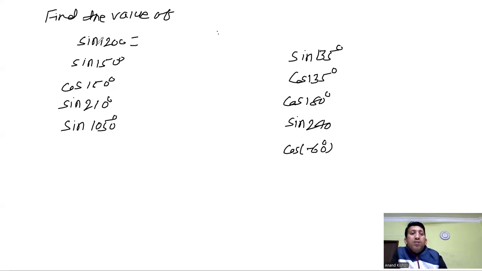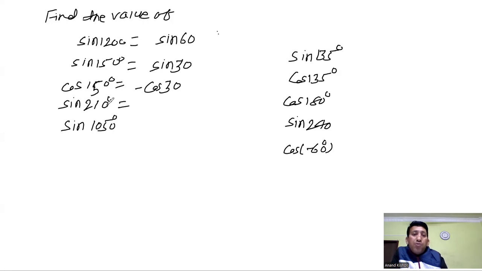So see, this is sine 120. We know 120 is supplementary with 60. So 120 plus 60, and sine of supplementary angles is the same. So directly I will write sine 60. See how easy it is. Now 150 is supplementary with 30, so we can write sine 30 because sine of supplementary angles is the same. Here cos 150. 150 is supplementary with 30, so we write cos 30, but for cos, supplementary angles are negative. So cos 150 is equal to minus cos 30.